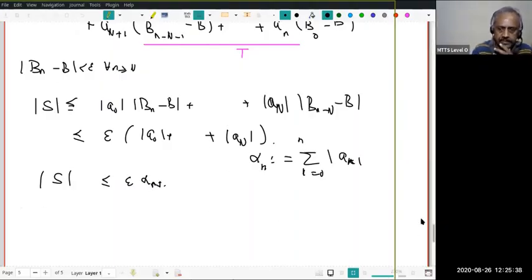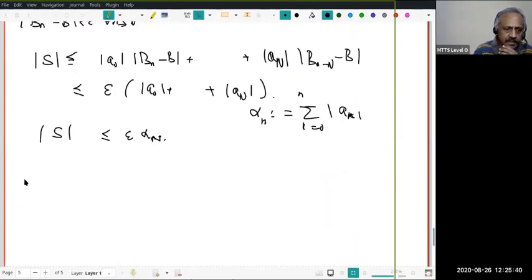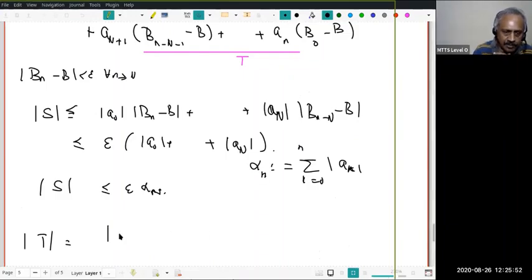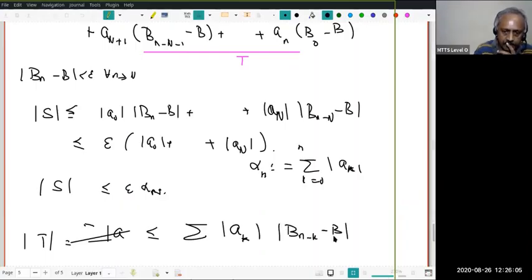Now let's look at T. How will I estimate T? The obvious guess, let us go through the obvious guess, is the summation, less than or equal to mod ak into mod b of n minus k minus b, with k running from capital N plus 1 to n. You understood this?